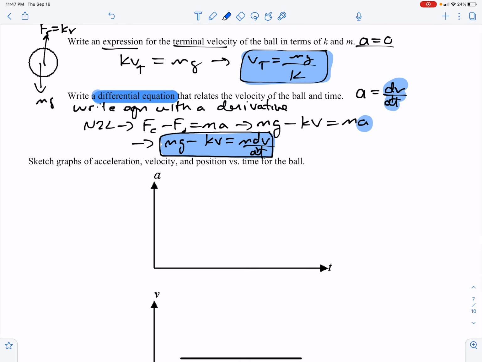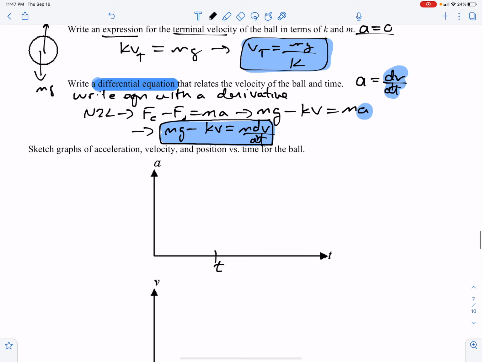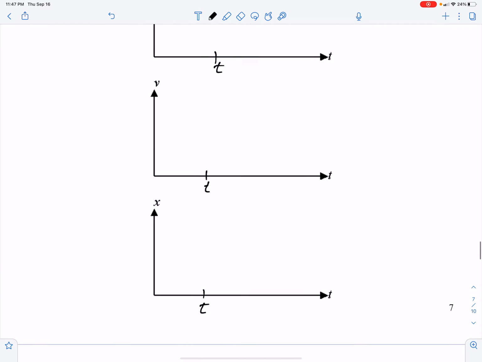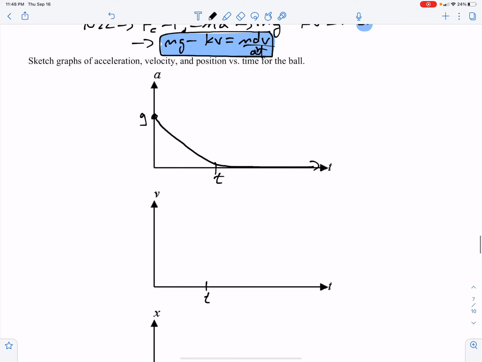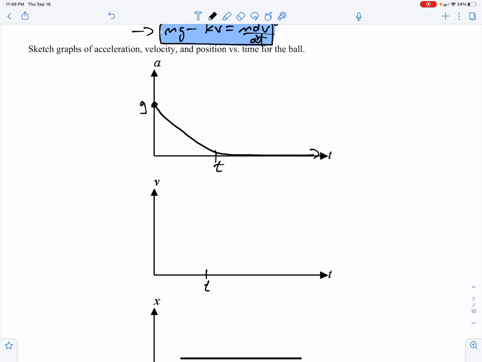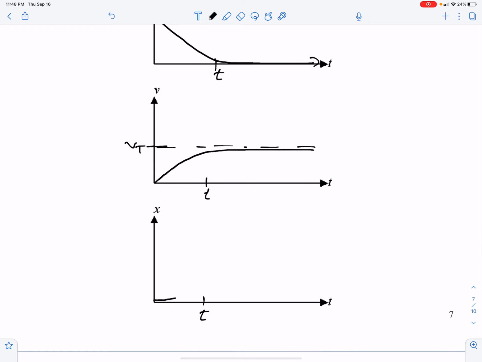Okay, so let's sketch the graphs of acceleration, velocity, and position for the time of the ball. Now I'm going to mark a time t on each of the graphs, and time t is when we have reached terminal velocity. You're going to start the acceleration graph at g. At time equals 0, you're falling with g, and that's going to decrease to 0 as time goes on. Which means the velocity is increasing, but it's going to level off at time t, because this value right here is the terminal velocity, the constant velocity that you fall the rest of the way with. And that happens at some time t. Up to that time you're accelerating, so you should expect a curve, but then you fall at constant velocity the rest of the way, so we should expect a straight line for the rest of the path.